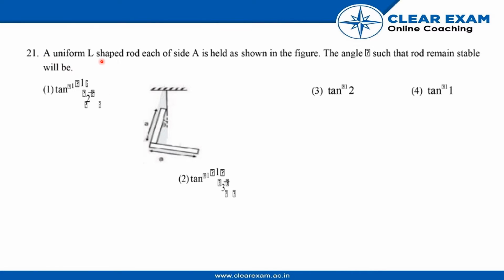So our question is: a uniform L-shaped rod, each of side A, is held as shown in the figure. The angle theta such that the rod remains stable will be. So we have been given this figure. We need to find what will be that angle at which the rod will become stable.